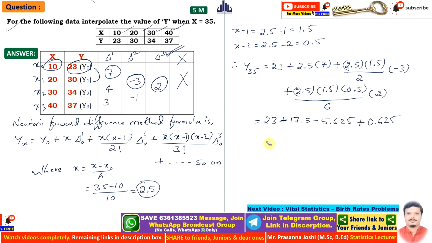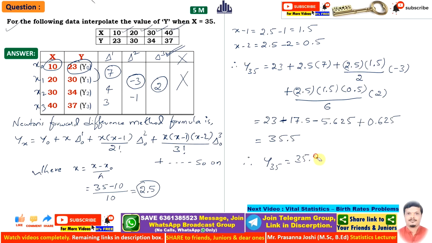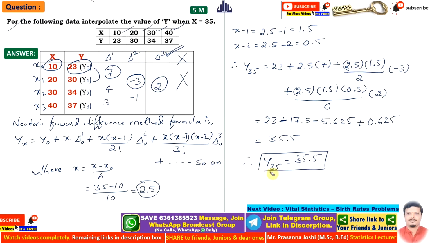So now all these using calculators plus minus you can do. 23 plus 17.5 minus 5.625 plus 0.625, if you perform in the calculator you are going to get 35.5. So therefore y35 value equals to 35.5. This is the value which was expected to be calculated. This is the solution for this particular problem.